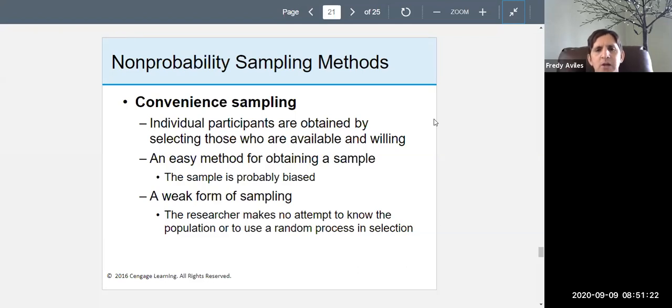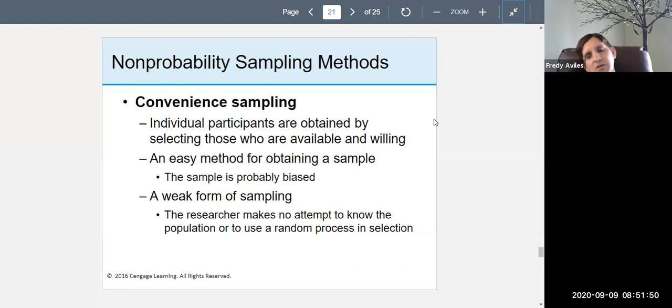a bunch of people. So your sample is just going to be whoever's willing to participate, whoever's available, whoever's in the class that gets the email, or whoever's in your family or your list of friends that gets the email, whoever's willing. Okay, it's a very easy method for attaining a sample, a very easy way to get a group of participants, right? But the sample is probably biased. Guess what? Your friends, your classmates, they're probably not like the population that you're interested in.